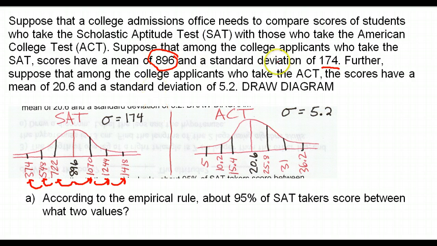We did everything the same for the ACT. We started with a mean of 20.6, that went right in the middle. Since the standard deviation was 5.2, that means we were to add 5.2 as we went to the right, and we subtracted 5.2 as we went to the left, and that's where we got these numbers from, okay? That's why each one of these lines represents a standard deviation from the mean.